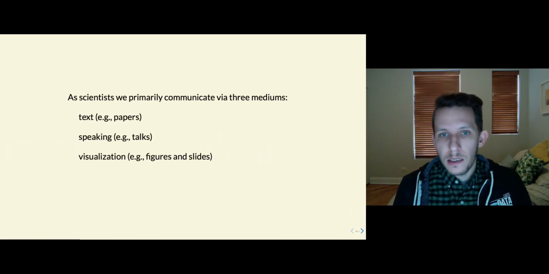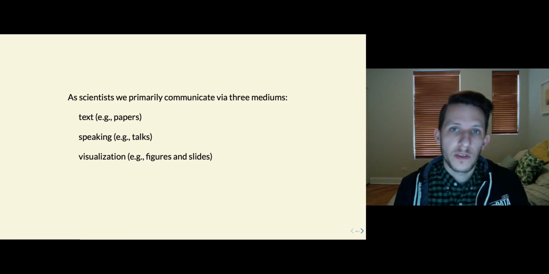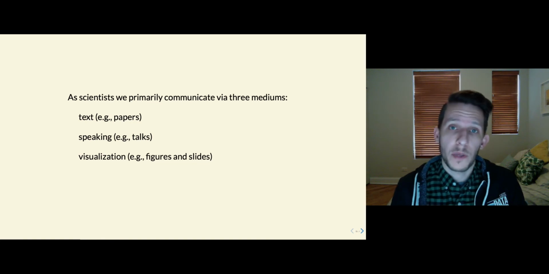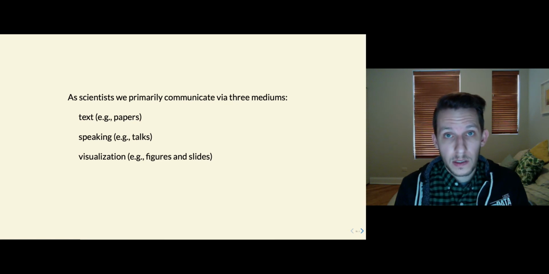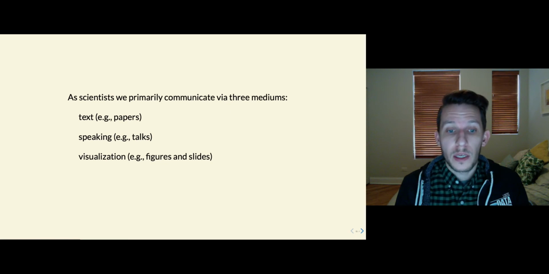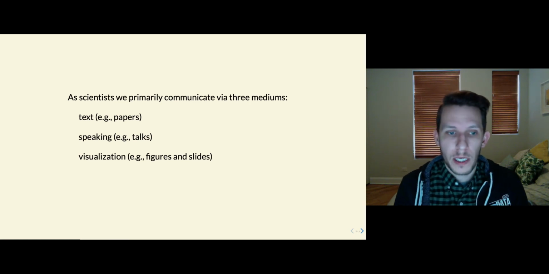So as scientists, we primarily communicate via three mediums. So we use text, which is in the form of papers, or in some cases also things like technical reports. And we all have experience, right, as we've come up through school, writing lots and lots of text. We also do this via speaking. So this is something like a talk or a lecture. And finally, the third and final main avenue of communication is visualization, including figures, which are put into things like papers or talks or slides that will become the backdrop for what we're trying to communicate during talks.